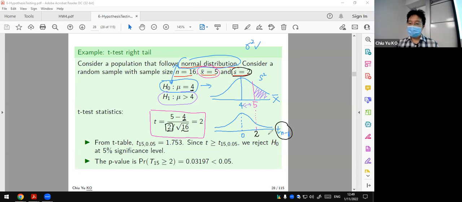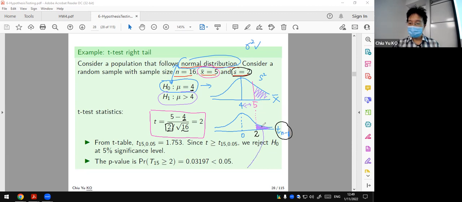And as I said, there are 2 ways to do it. Either you can do it looking at the area directly, or you compare the critical value. So first, we just do the direct method. Just look at this area.